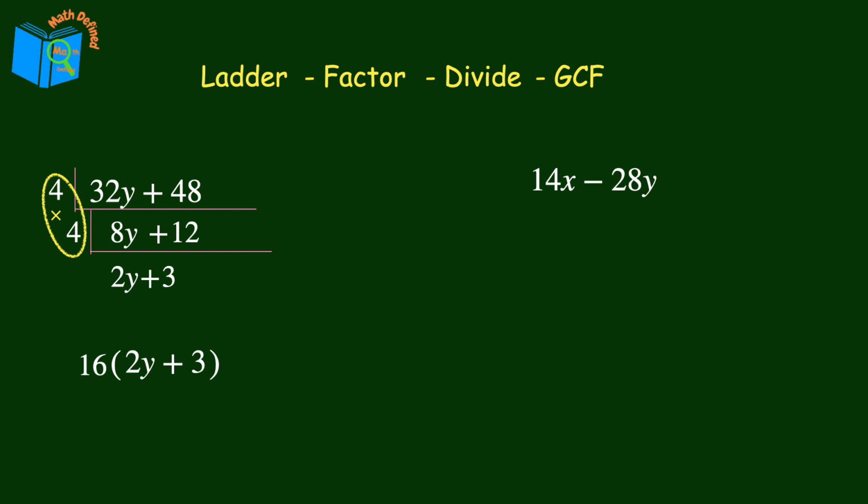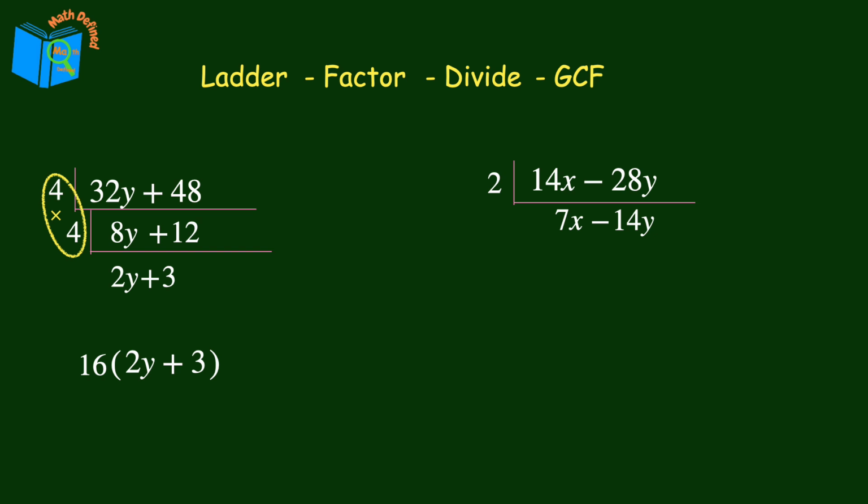Now let's simplify the expression 14x minus 28y. Since the two terms share a common factor, we need a ladder. Next, I will choose a shared factor, and I know that 2 will divide evenly into both of these. Now we'll divide 14x by 2, resulting in 7x, and negative 28y divided by 2 is negative 14y.